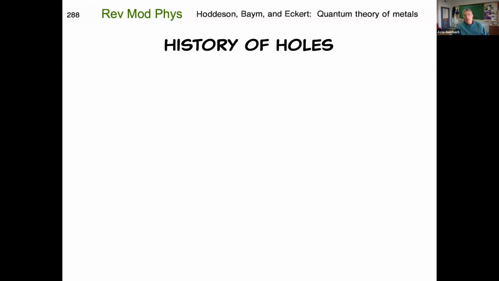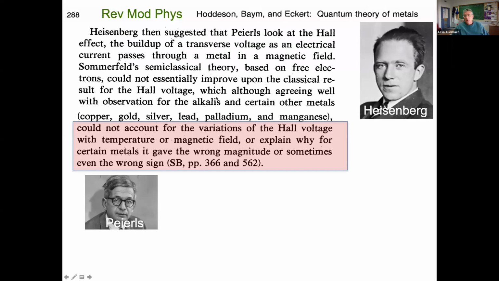So we know that when you have a band and you fill it more than half filling, you can start describing the band with holes. But that wasn't clear at the time. But the Hall effect was measured to give both a negative sign and a positive sign in different metals. And Heisenberg had a very smart student, Peierls, who, as you know, also beat him to understanding the critical mass of a nuclear chain reaction.